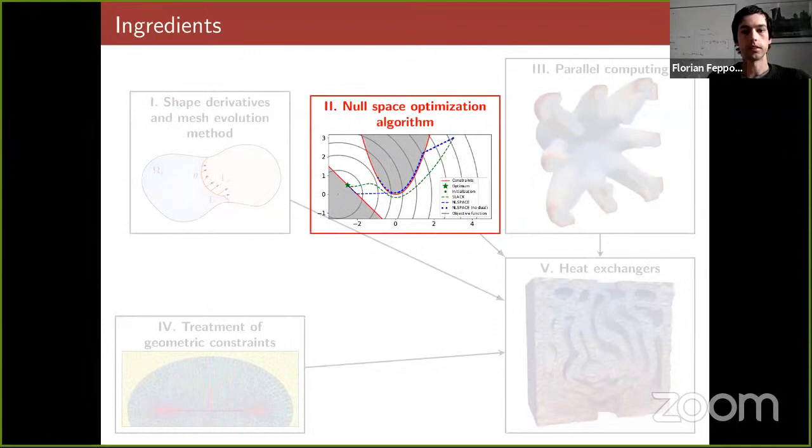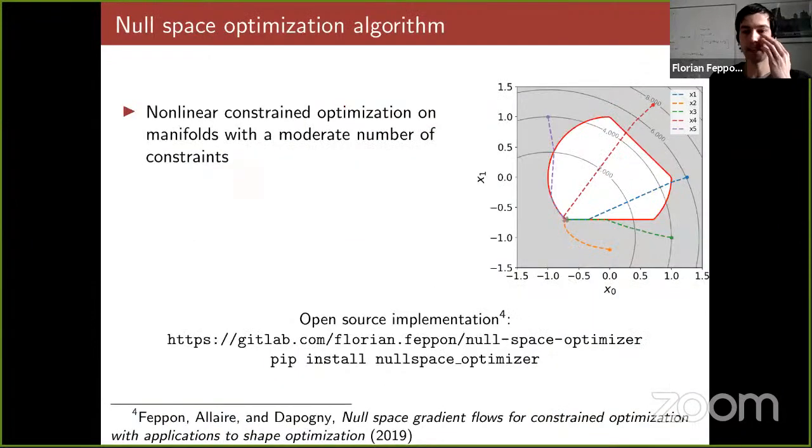So then, once we have these shape derivatives, we needed an efficient optimization algorithm. Again, I'm not going into the details, but it's just to mention that we have a systematic way to solve nonlinear constrained optimization problems on manifolds with a moderate number of constraints. This is very suitable for the level set method because, as in the density method, we don't need to enforce the local constraint that the design variable should be between 0 and 1. We only have the physical constraints. And this algorithm is taking care of the Hilbert structure of shape derivatives and so the infinite dimensional context.